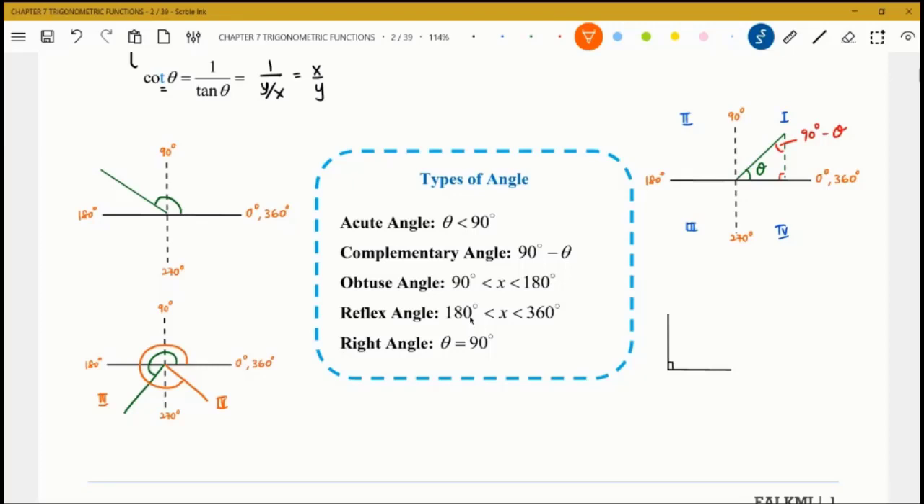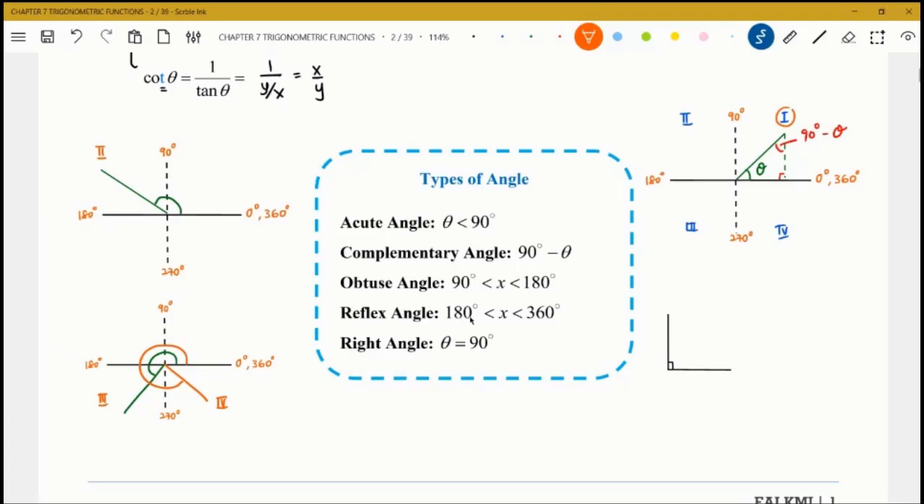Kalau obtuse angle should be on the second quadrant saja. Acute angle should be first quadrant saja. Okay, so that one is a reflex angle, and then the important thing adalah right angle, which is we're going to have this one. Right angle adalah pada sudut 90 degree. Okay, so that's for the types of angle.